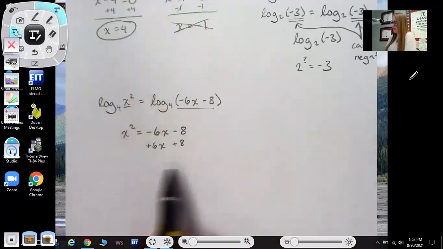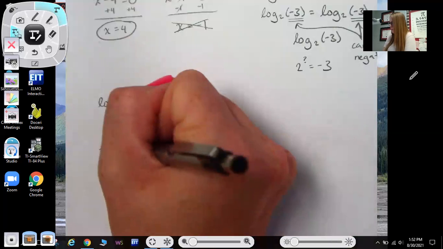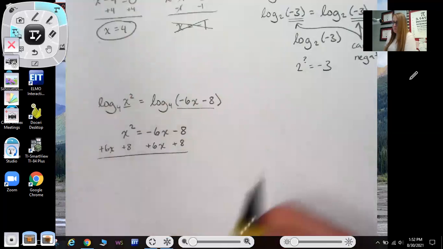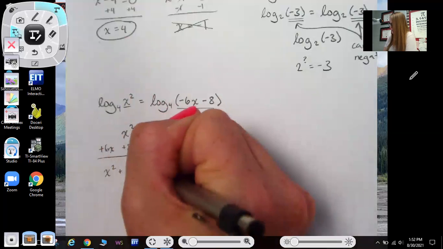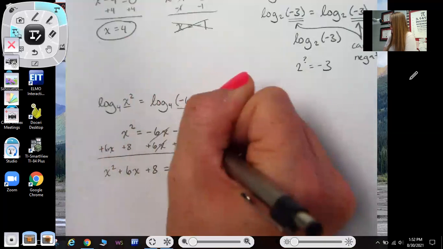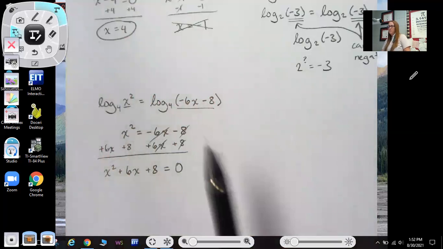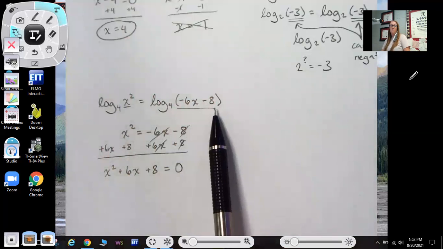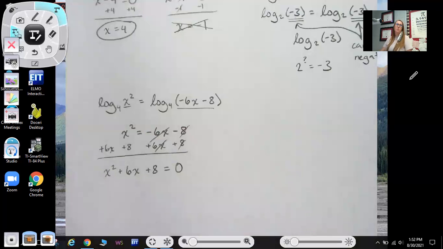So I'm going to add 6x and add 8 to both sides in the same step. So we get x squared plus 6x plus 8 equals 0. So when you're doing that and there's the negative in parentheses, like the negative 6, and then you make them positive. Yeah, because we're trying to move them to the other side of the equal sign, we do the opposite of whatever they are. Yeah.